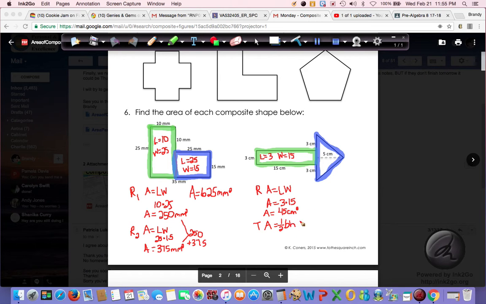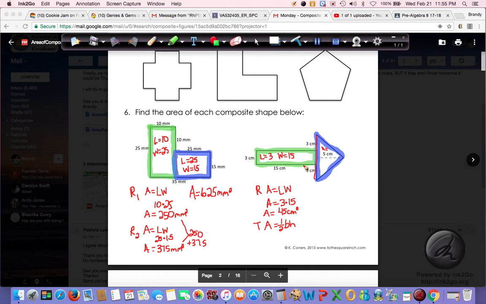Remember, step 2 is to label. Well, labeling our height's pretty easy because that's 5, right? It has to be this vertical height with the dotted line. But our base is going to be from the top all the way to the bottom. To do that, we have to add some pieces because they don't give us a full base, they give us pieces. So we know this first piece is 3, the bottom piece is 3. How do we figure out what is in the middle?